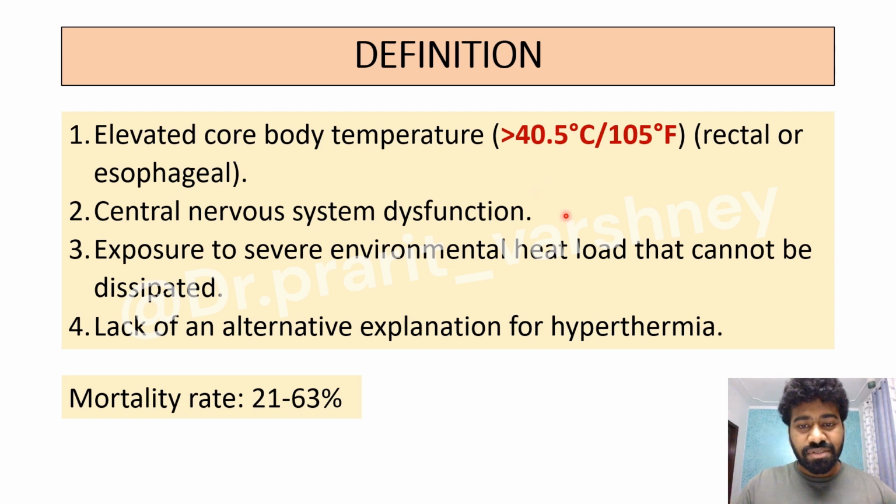Second point is central nervous system dysfunction should be there. Anything such as altered mental sensorium, irritability, drowsiness, coma, anything can be there. Third, exposure to severe environmental heat load that cannot be dissipated. In first case scenario, it was a construction site. Second case scenario, it was a top floor building. Then in the third, she was roaming around in a bus. Fourth, lack of alternative explanation for hyperthermia. There should not be anything else that can explain the temperature of more than 106 or 105 degrees Fahrenheit. It is a severe illness with associated mortality of 21 to 63%.